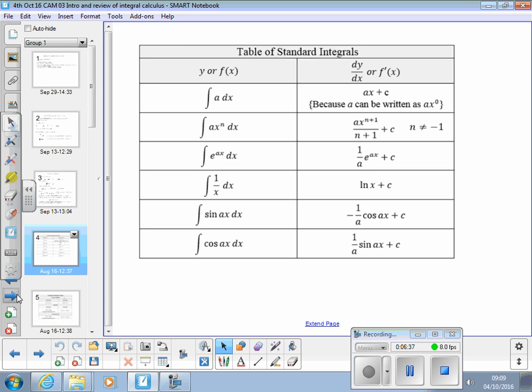So, what we've got now on that page is our table of standard integrals. That's what we're going to be using during this session to get the integrals of different functions. So we've got one for a constant, we've got one for a constant multiple of a power, we've got one for e to the ax, we've got one for 1 over x, sine and cosine functions. As we go through the session, we'll be using that table to do our integral calculus.